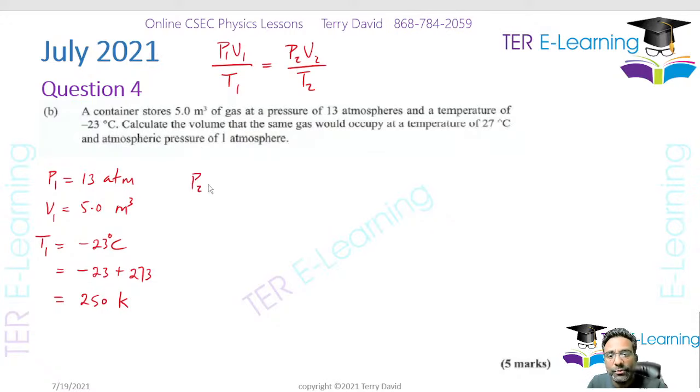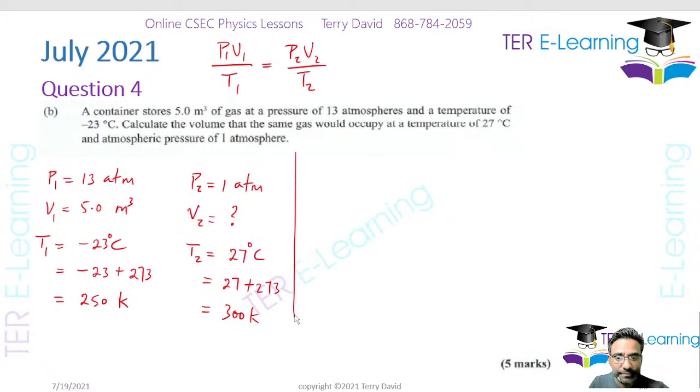So my P2 is 1 atmosphere. That's what it said there, right? My V2, you don't know what V2 is. That's what we're trying to figure out. And your T2, they said, is 27 degrees Celsius, but I need to convert that to Kelvin. So it's 27 plus 273, that should give me 300 Kelvin.